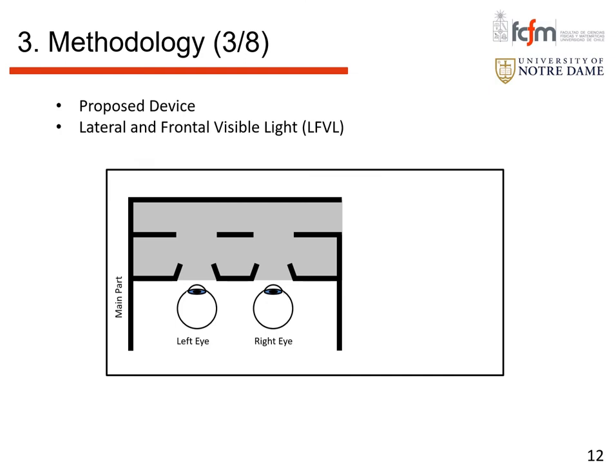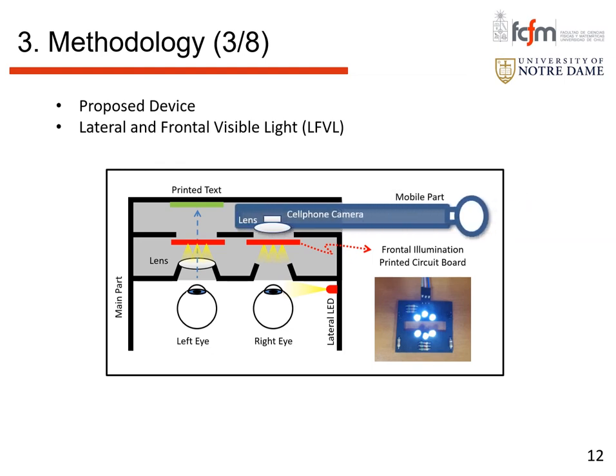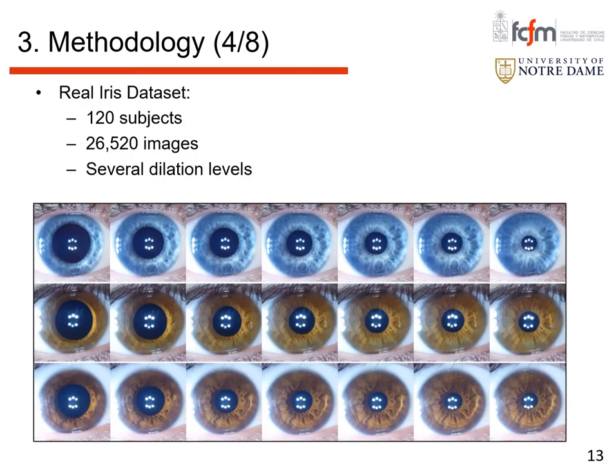In order to obtain a dataset with set characteristics, we propose the following device that illuminates the iris with lateral and frontal visible light. The left eye of the subject can look at printed text, and both eyes are illuminated with white LEDs with this printed circuit board. This is the lateral illumination, which is also a white LED. The acquisition device is a cell phone camera with a macro lens attached. This device can then capture close-range images of the right eye of the subject. We also modified this device so that we can take images from both eyes. Using this device, we collected a real iris dataset of 120 subjects and 26,000 images under several dilation levels.